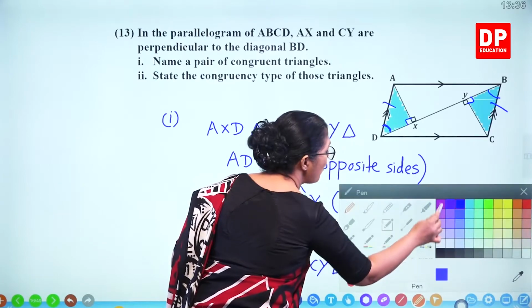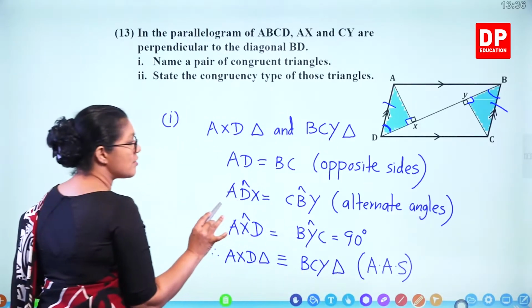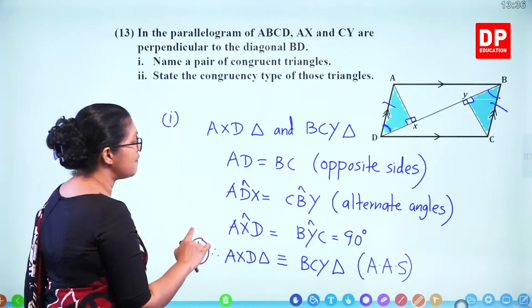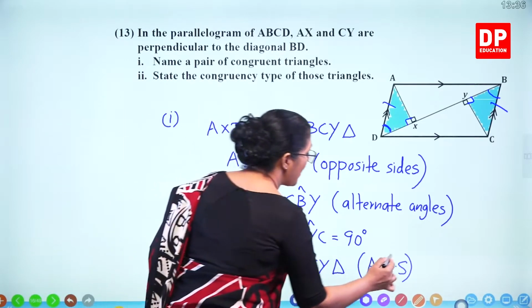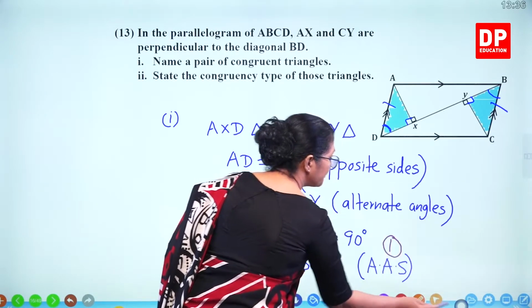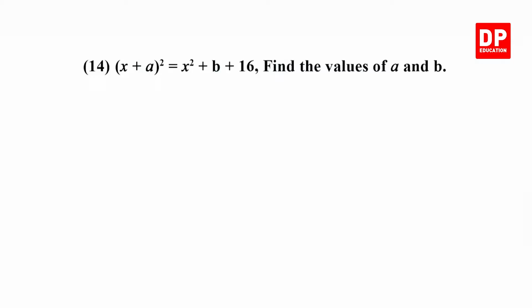So, you don't have to write all these. I just wrote for your information. So, you get 1 mark for identifying the two congruent triangles and the case. 1 mark. Just 2 marks you are getting for all these questions in part A.